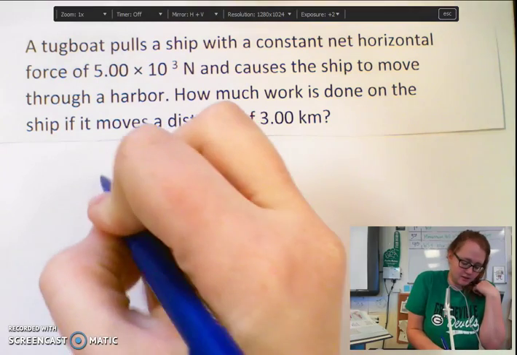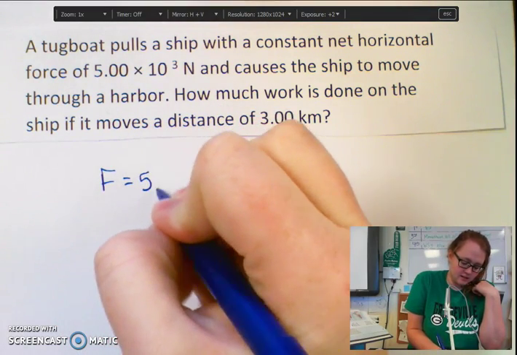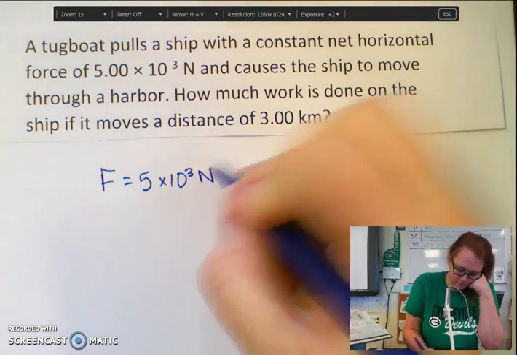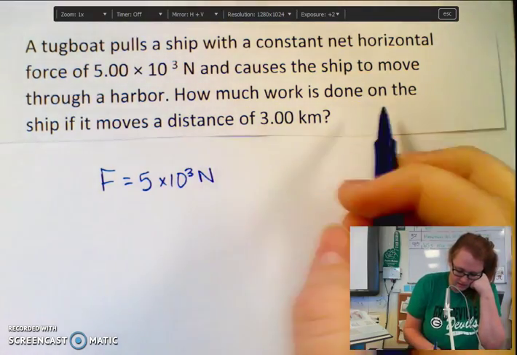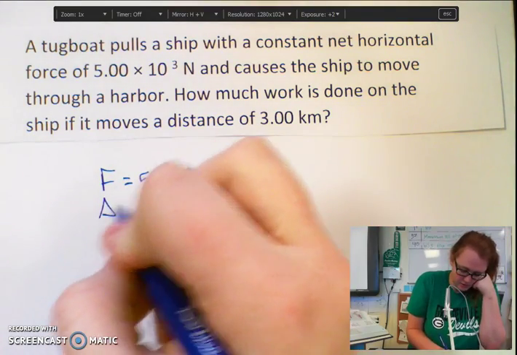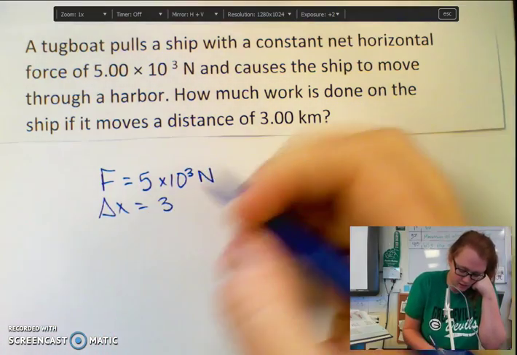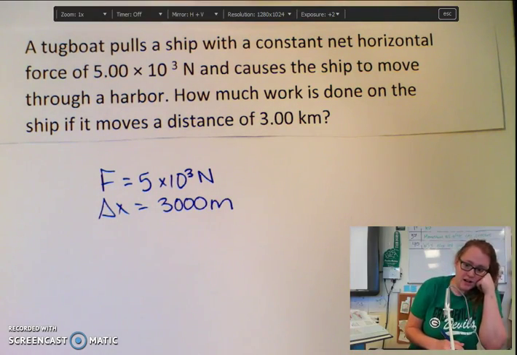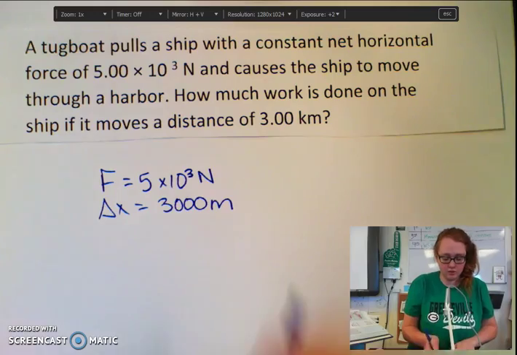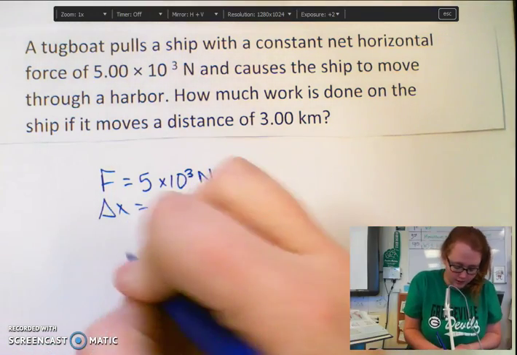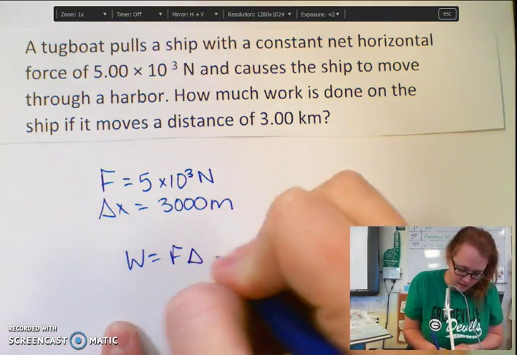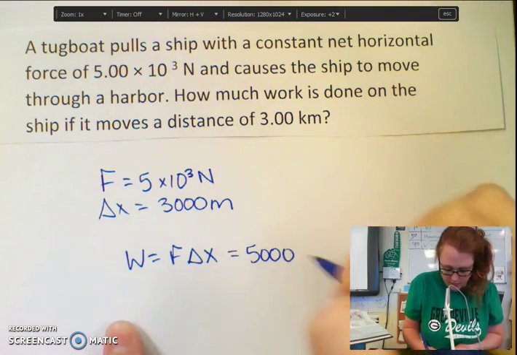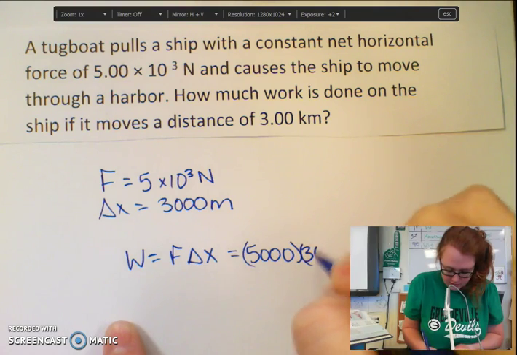So our force is 5 times 10 to the 3 newtons. And how much work is done on the ship? So our displacement is 3 kilometers. Now that is 3,000 meters. We have to make sure that we're using the correct SI units. So work equals F times delta X. So 5,000 times 3,000.